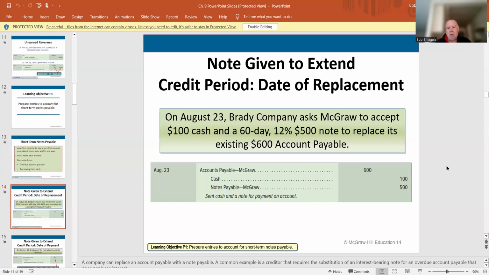Okay. So we have a journal entry here where we are Brady. We need to take the accounts payable down to zero with a debit and credit notes payable for 500, and we credit the cash for 100. So we've created a short-term note here, it looks like, a 60-day note for $500.